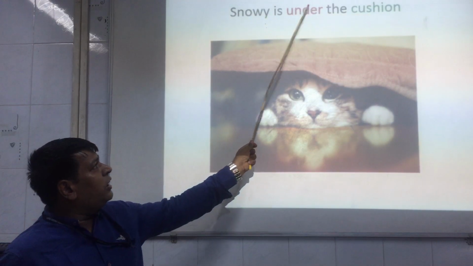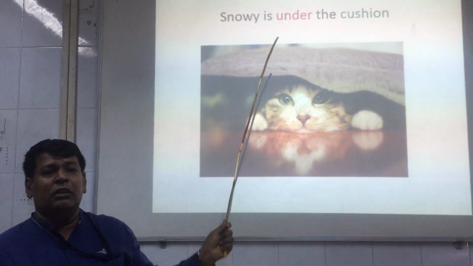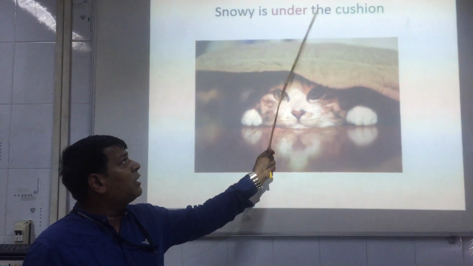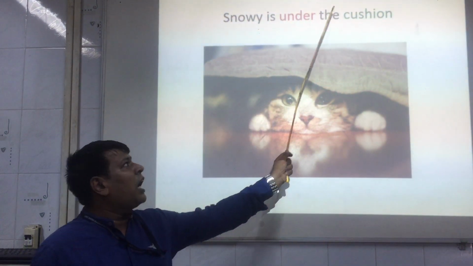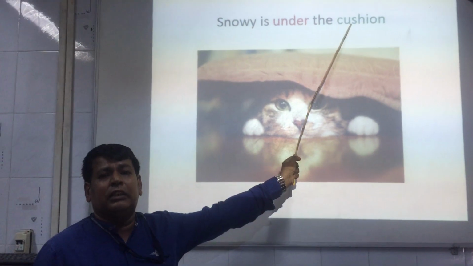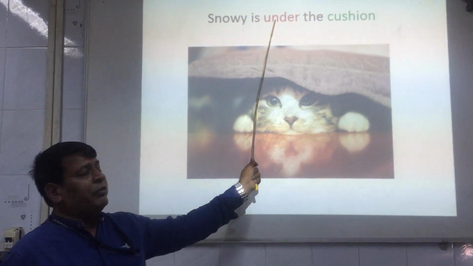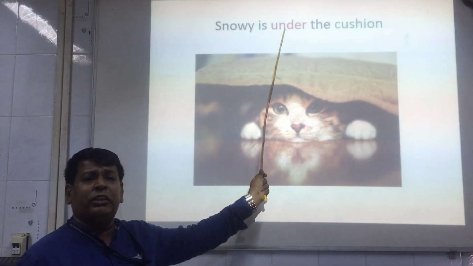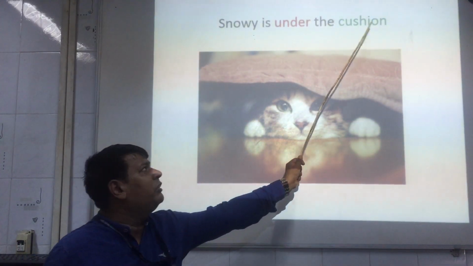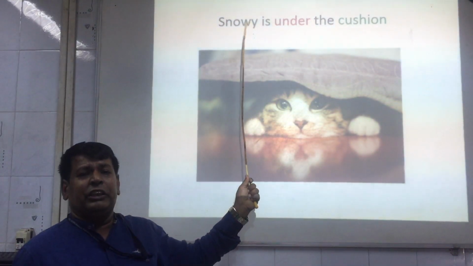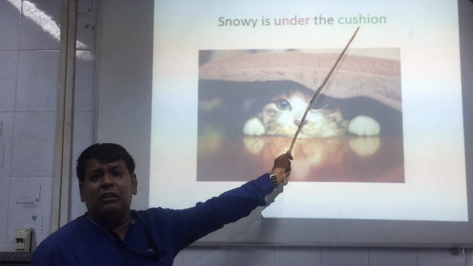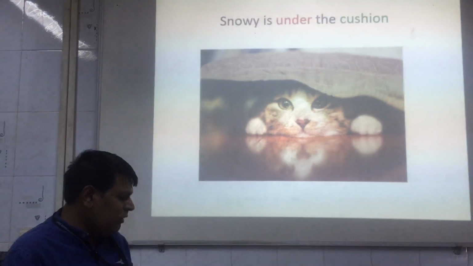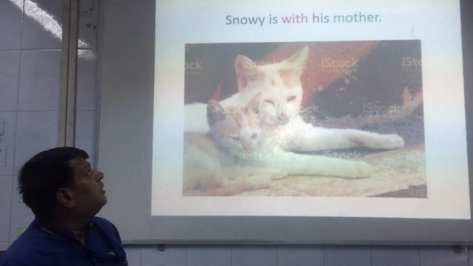Snowy is under the cushion. I repeat again. Snowy is under the cushion. Now under, which is in red color, is a preposition, and cushion, which is in green color, is a noun. So under is a preposition that shows the relationship between the Snowy and the cushion. That is, preposition is always followed by a noun. That means under is followed by the cushion. Is that clear now? See the next example.